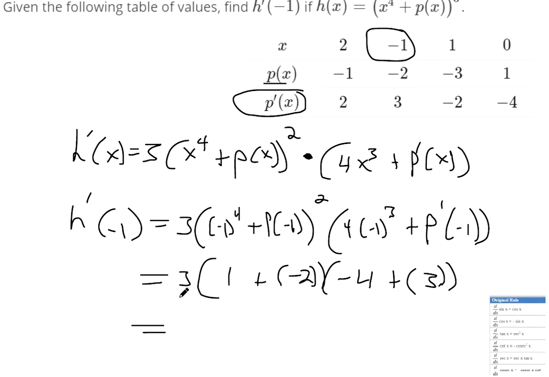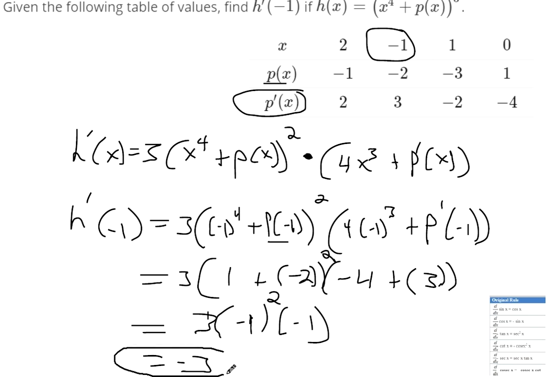Okay, so some quick math here. 1 plus -2 makes -1. 3 times -1 makes -3. So we got -3 on the left side. -4 plus 3 is -1. -3 times -1 makes +3. Oops, so I found a mistake. When I copied down, I forgot the square here. And so 1 plus -2 does make -1, but that's supposed to be squared. So 3 times +1 times -1 should make -3, not +3.